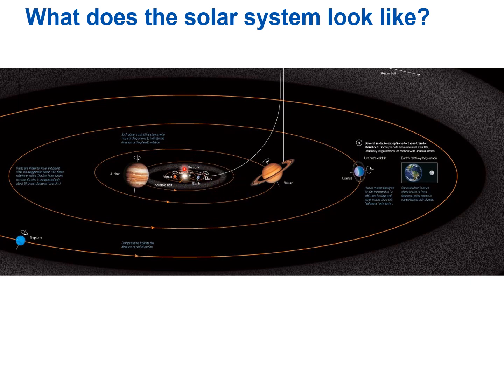You have the sun, you have the planets going around the sun, and right here it shows an asteroid belt, a belt of asteroids between the orbits of Mars and Jupiter. And then farther out, you have what's called the Kuiper belt, which is a belt of comets going around the sun at a very large distance beyond where the planets orbit.